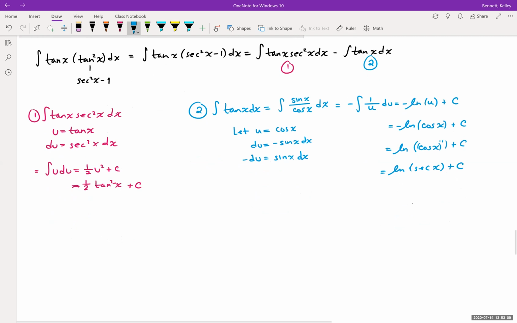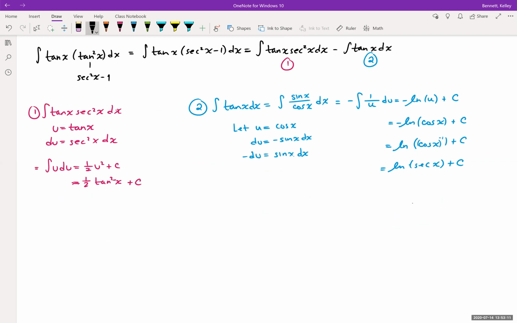So putting that all together, our final answer is, I'll just write this as the integral of tan cubed x dx. So this is going to equal our first guy in pink, which was 1/2 tan squared x, and then our blue guy, I'm subtracting the blue guy, minus ln of secant and my integration constant.